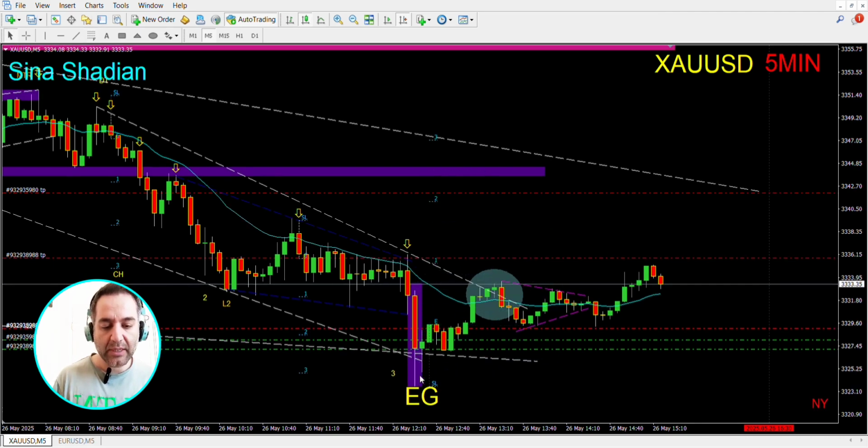I put my stop below here, so I shouldn't be worried, because as long as you put your stop loss in a safe place, no one can really touch it.